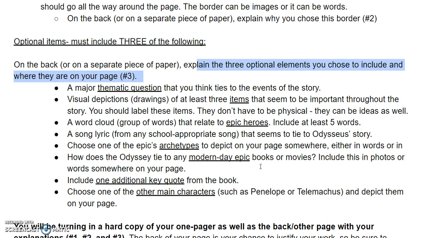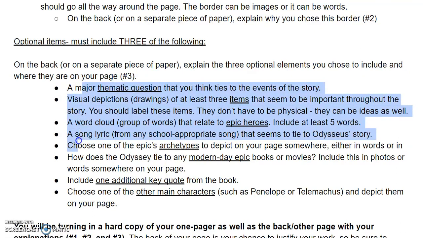I didn't find your optional items, and they'll say, well, they're right here. Well, I didn't know that was what it was. So just briefly tell me where it is on your page once you find a place for it. But your options are, and again, there are 8 options. You just need to do 3.